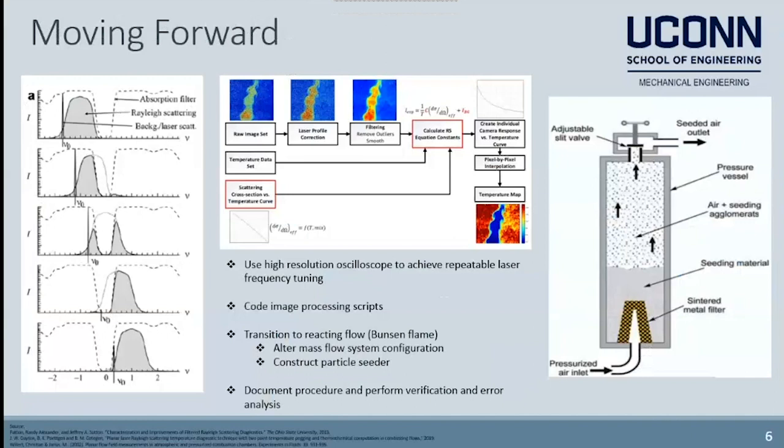Once access to the lab is restored, the first step is to achieve repeatable laser frequency tuning for optimal filtration using a high-resolution oscilloscope. Currently, during this hiatus, an image processing pseudocode has been written awaiting Rayleigh images for the scripts to be coded. Additionally, the design for a particle seeder to be used for PIV for the Bunsen flame is being finalized. Work will continue through the summer until a verified FRS procedure with a comprehensive error analysis is completed.